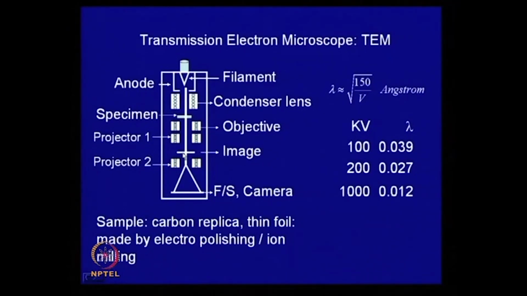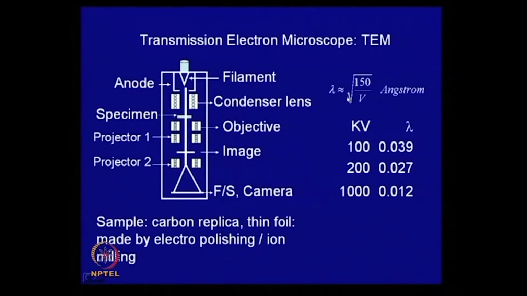This is the back image plane, and you can also magnify it further like an eyepiece, and this magnified image falls on a fluorescent screen, and you can see visually the microstructure of a piece of metal at a much higher magnification. You can also put a camera here and record the microstructure, but the sample has to be very thin, and it takes a lot of skill to prepare the sample.